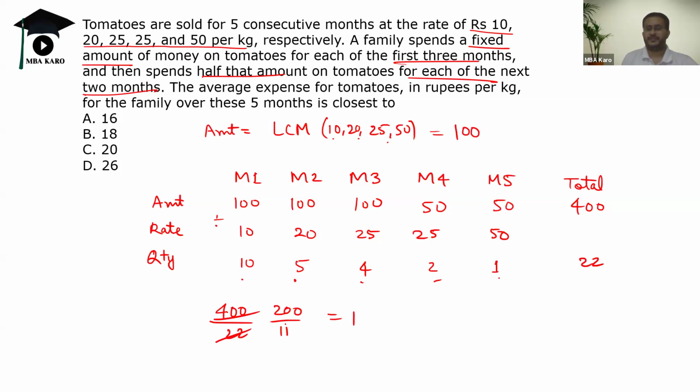11 into 1 is 11. Okay, 990, that is 8. 18.18. So approximately they are asking closer to, that is 18 rupees per kg. Okay, so that is our answer.